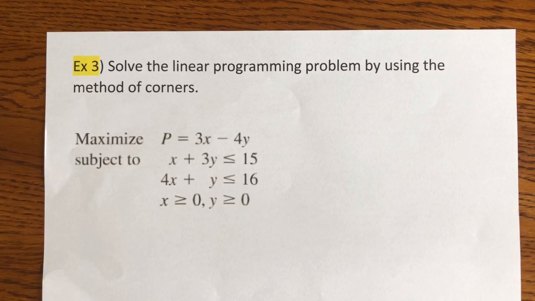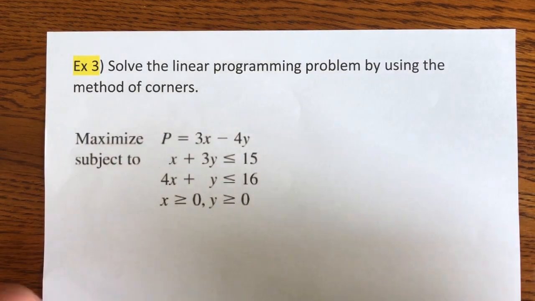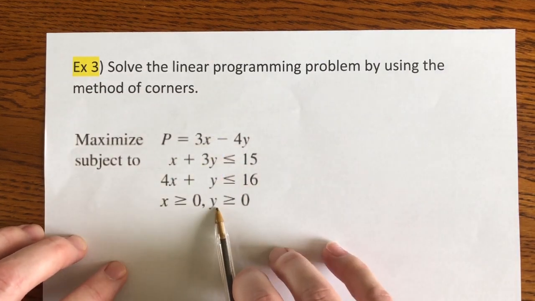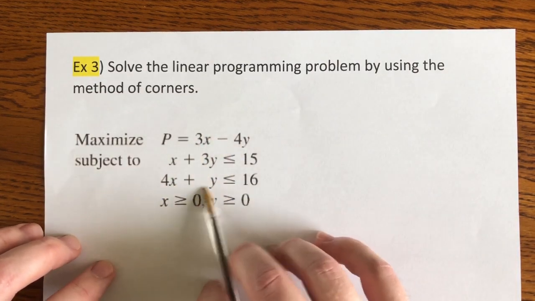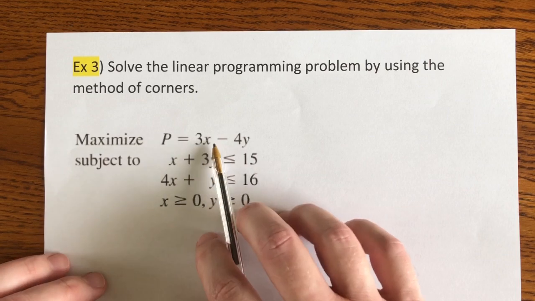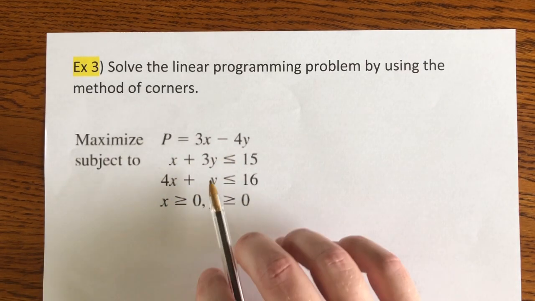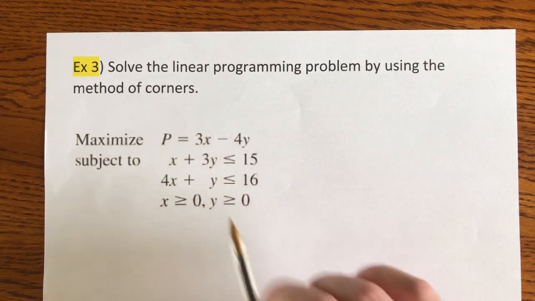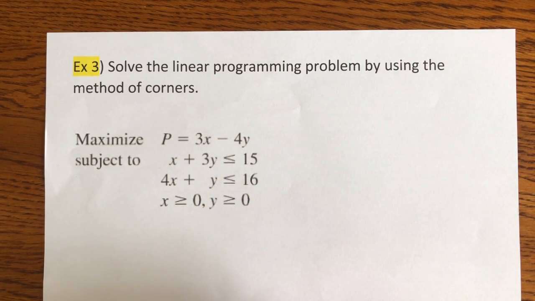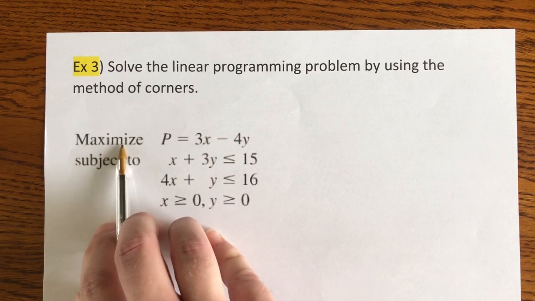Example number 3. This one definitely looks different than the first two. Why? Well, because you're not given the solution region right out of the gate. You're just given the system of linear inequalities here. You're given what's called a linear programming problem, and you have to be able to graph these inequalities within a coordinate plane system, and then based upon your graph, determine whatever the maximum value is.